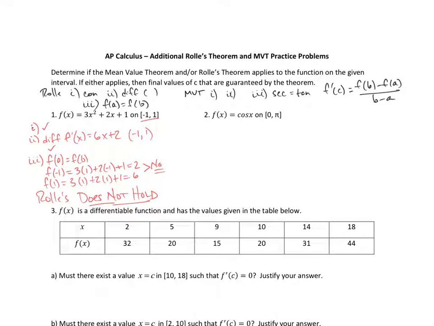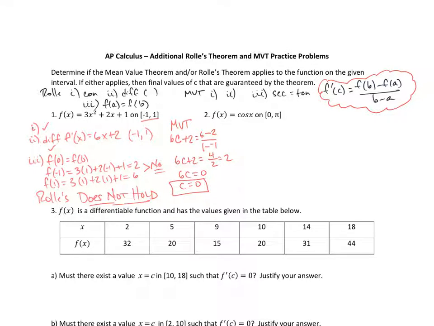So now I can move on to see what happens with MVT. Here I'm going to take the derivative at c, which will give me 6c plus the 2. So 6c plus 2 equaling f of b minus f of a over b minus a. In this case, that is 6 minus 2 over 1 minus -1. So I'll get 6c plus 2 equaling 4 over 2, which is 2. So 6c equals 0, c equals 0. So I get the value of c.